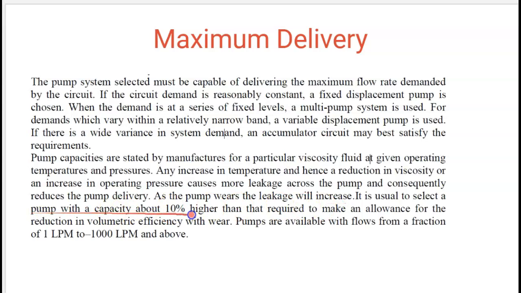Now, when we look at the pump selection criteria, we need to make sure we select a pump with a capacity 10% higher than the required capacity, to make an allowance for all these criteria. So there are different types of pumps available from 1 LPM to 1000 LPM.